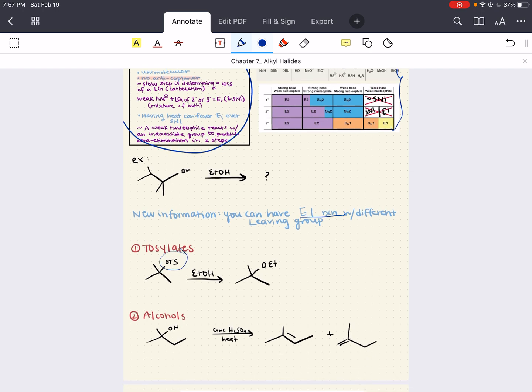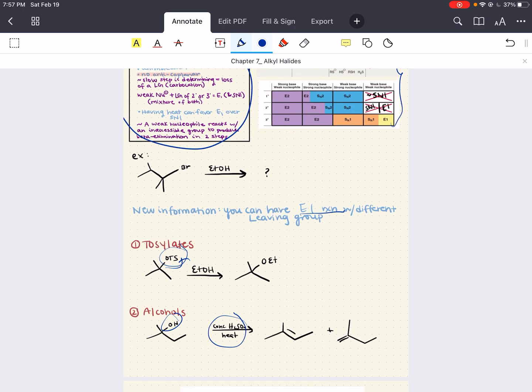Now, you can have E1 reactions with different leaving groups as well. Our tosylate is a fantastic leaving group. It will leave, and it's just a great leaving group. So you will do the exact same procedure here for an E1 reaction. Your tosylate group will leave, and then you do the reaction. Same here.